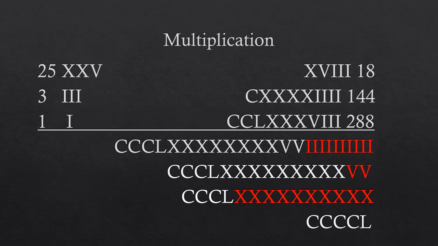Now to solve our problem. We add all the numbers in the right column and order them from greatest to least, just like we did in addition. And then we simplify again. Our I's turn into V's, our V's into X's, and our X's into L's. For this problem, we get CCCCL, 450, 25 times 18. You can check my math on that one.